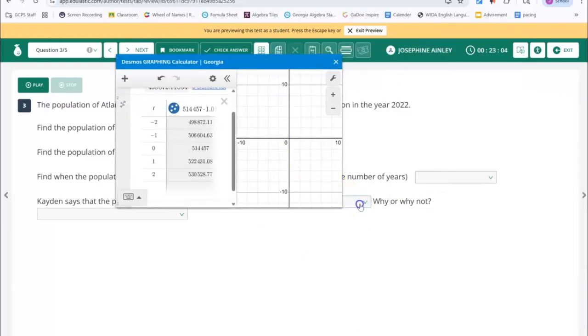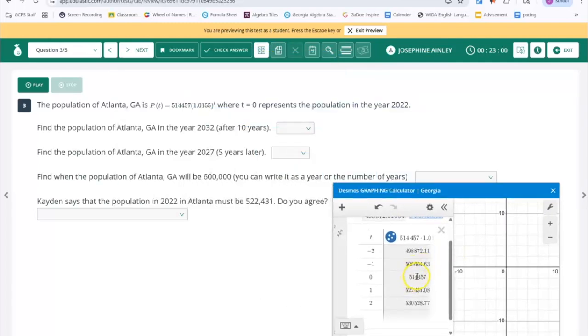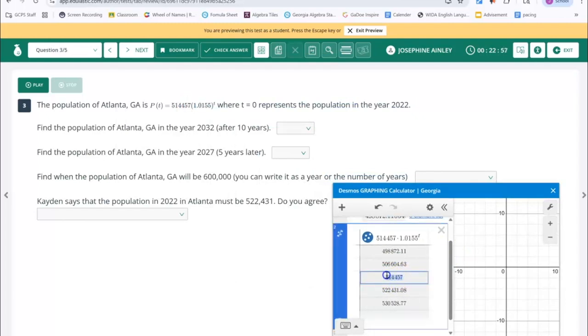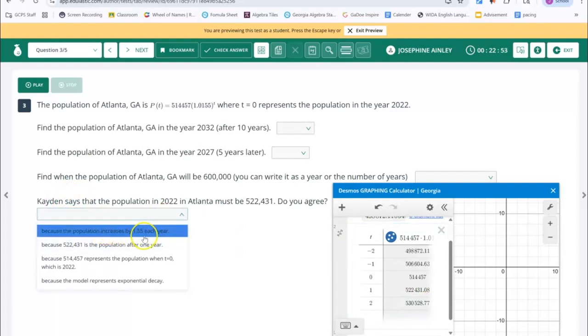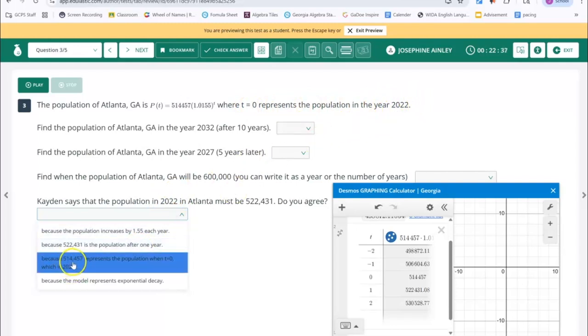So do not agree. And why don't I agree? Because my starting population is supposed to be 514,457. So that's what I'm looking for. Because 522431 is the population after 1 year. So yes, that is the population after 1 year, but I don't care about that because we're talking about whether I agree about 2022, which is the beginning. T equals 0, the beginning. All right, because 514457 represents population with T equals 0, which is 2022, correct.